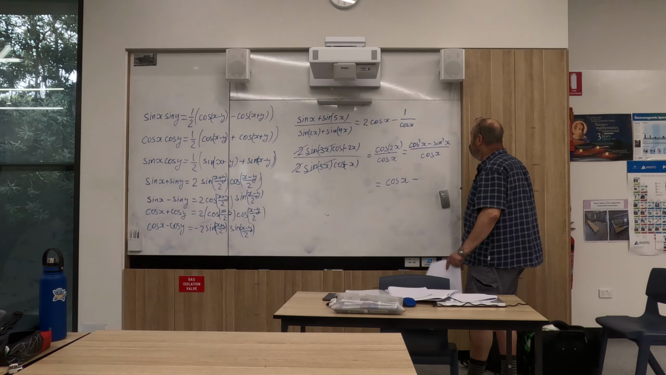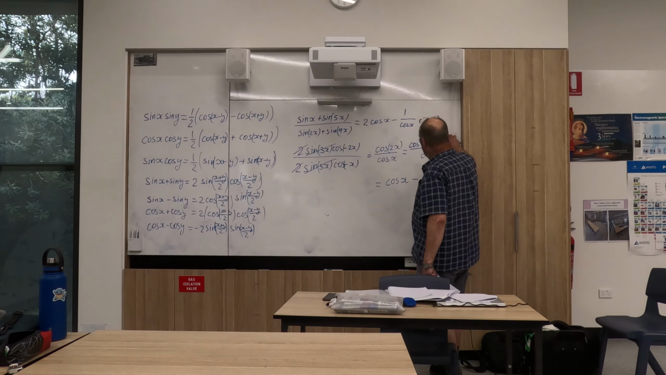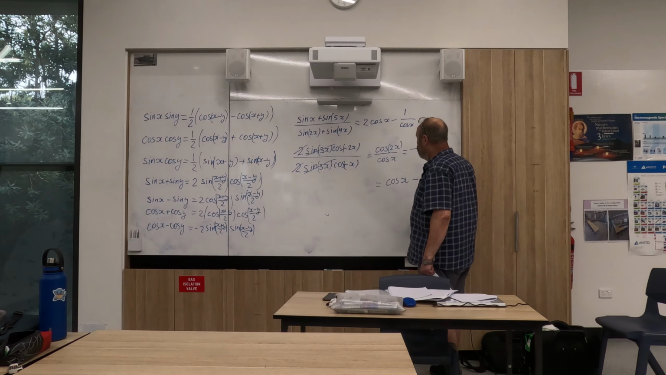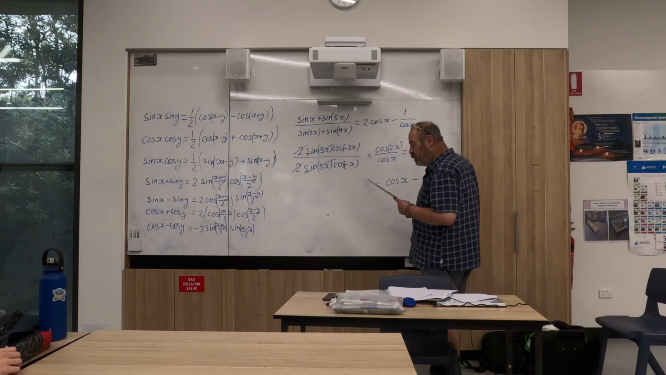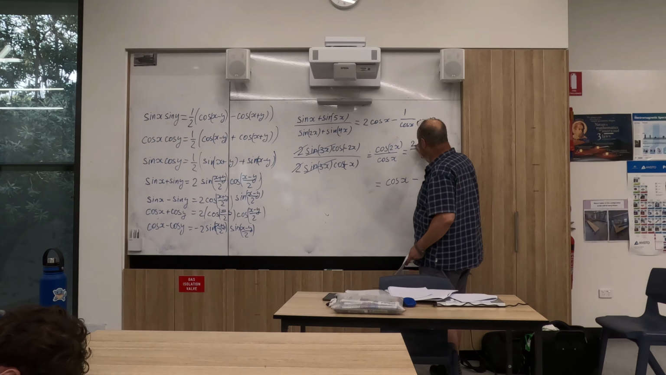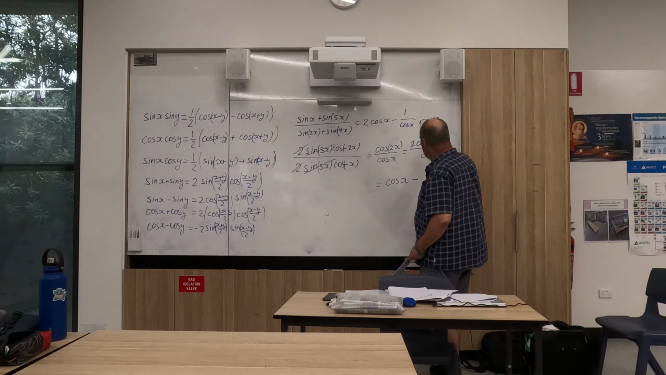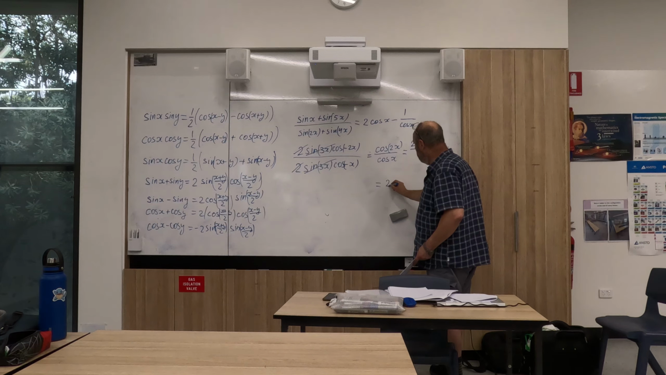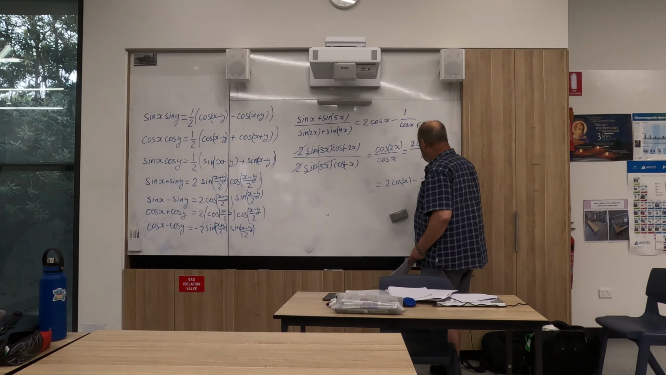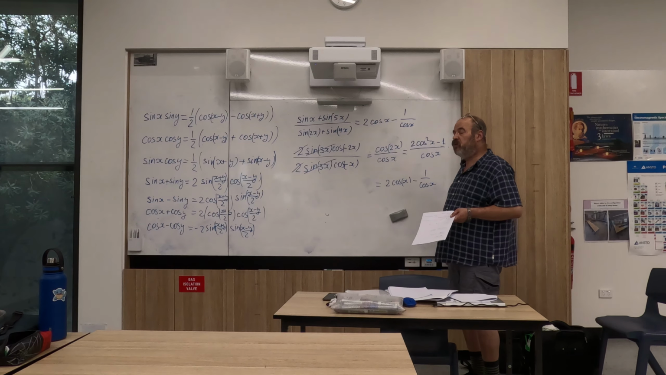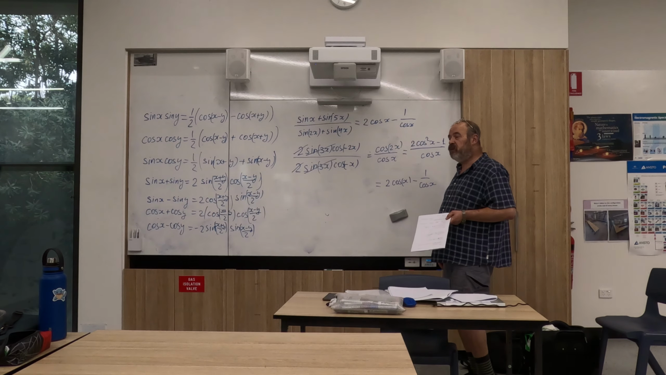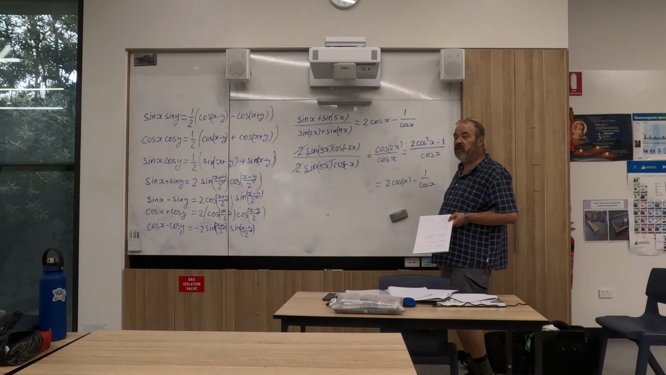We need to use another formula. It is better to use another formula, because cos 2x is also 2 cos squared x minus 1. Then we will get 2 cos x minus 1 on cos x, which is required. So again, it's all about looking through formulas, being familiar with them, and quickly finding which formula will be the best to use.